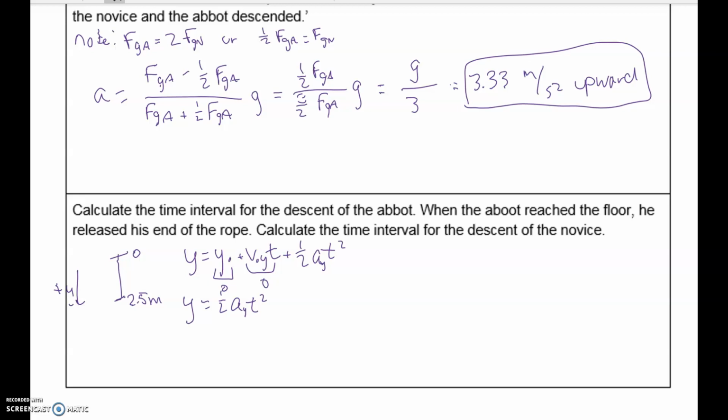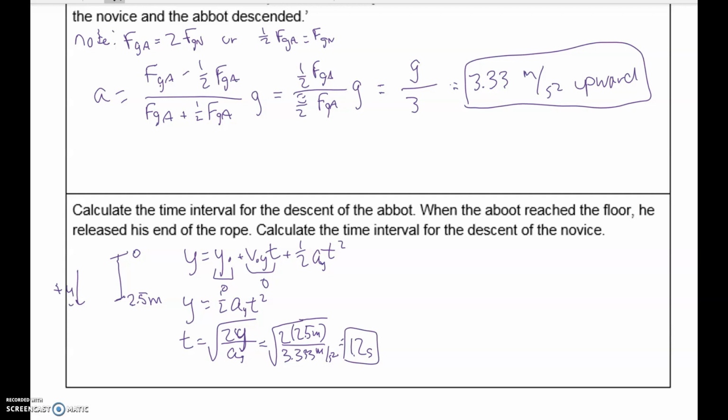Rearranging and solving for time, time is the square root of 2 times y divided by the acceleration. So that's the square root of 2 times our 2.5 meters, and sorry that y looks a lot like a g, divided by the acceleration we just found, 3.33. I'll use another 3 here for significant figures so I don't have rounding error. I say that and yet I use 10 meters per second squared instead of 9.8, but I digress. After doing the math, we end up with 1.2 seconds. So it takes 1.2 seconds for the abbot to fall.